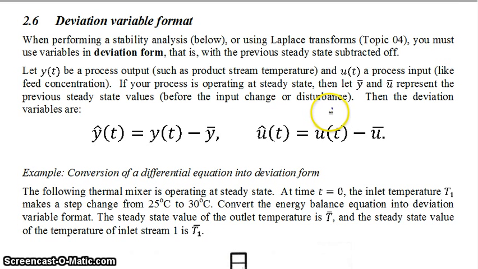So in order to convert things into deviation variables, we take our normal variable and subtract off the previous steady state. Then we have our deviation variable left over, which we denote by putting a little hat on top of our variable. Now note that our deviation variables are functions of time, just like our standard variable, but the constant steady state value, y bar, has been subtracted off. u hat will also be a deviation variable, because in general our input will change in time. And so we subtract off the previous value of our input.